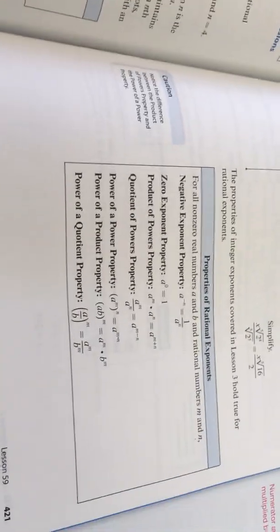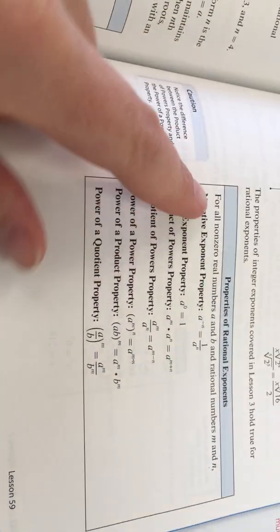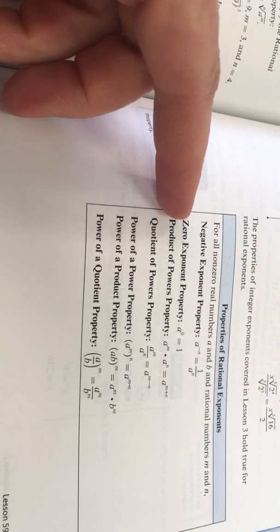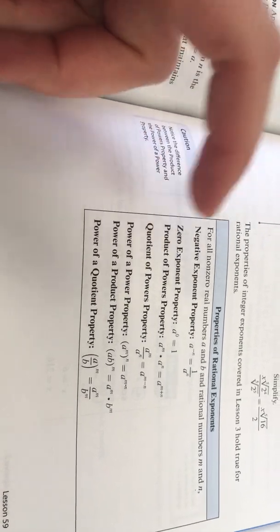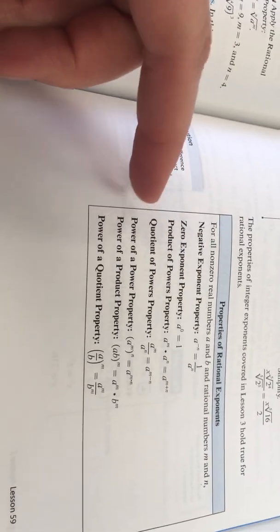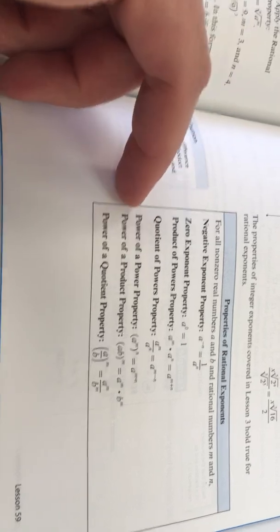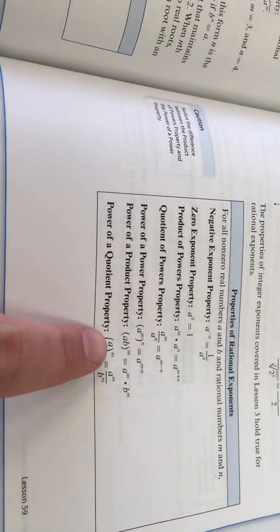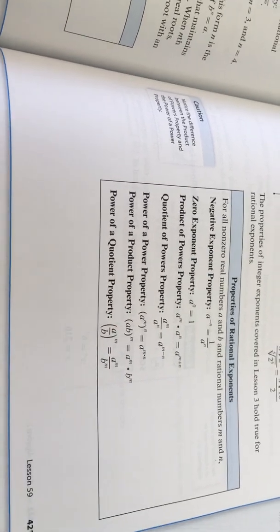Now, they go on to talk about how our other rules are the same. Remember our power song? If you have a negative, it goes to the bottom. If you have a 0, the answer is just 1. Multiplying powers, you add them. Dividing, you subtract. Power to a power gets multiplied. And if you have a quantity raised to an exponent, you distribute that through. So they remind us of those pieces, and that's what they're doing at the top of the page here.